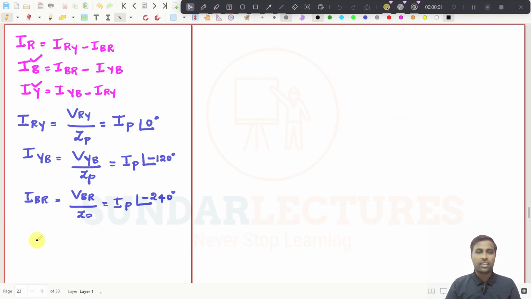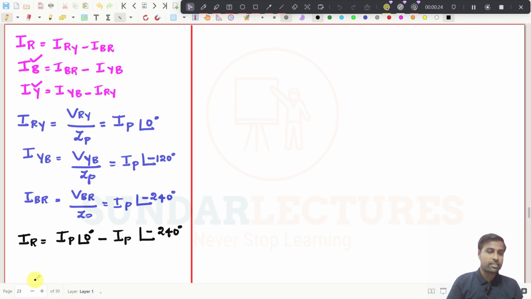See, I will now substitute these values. So IR will be equal to, what is this value? It is IP at an angle of 0 degrees minus IBR, that is IP at an angle of minus 240 degrees, right? I will get an expression like this, and if you simplify this further, you just take IP commonly outside.